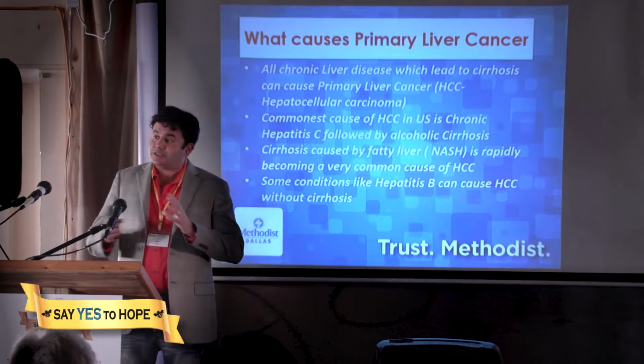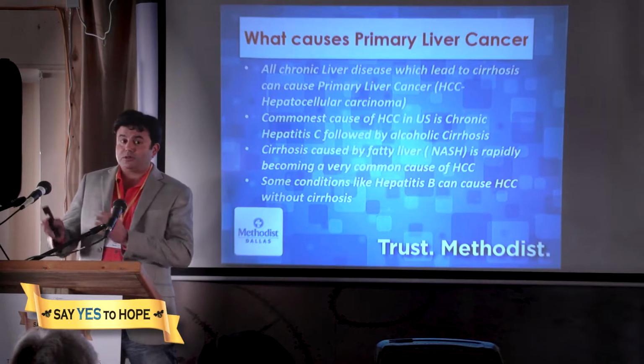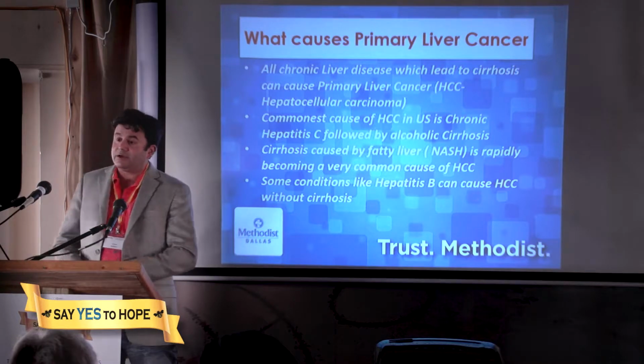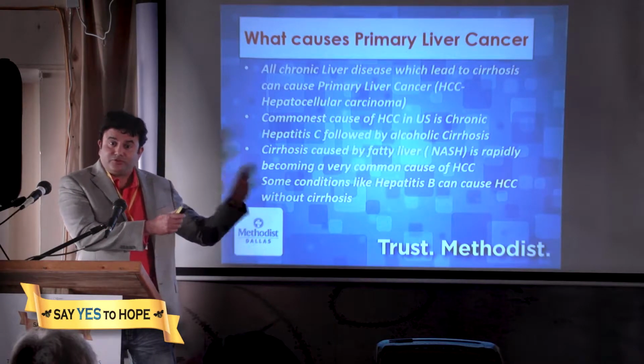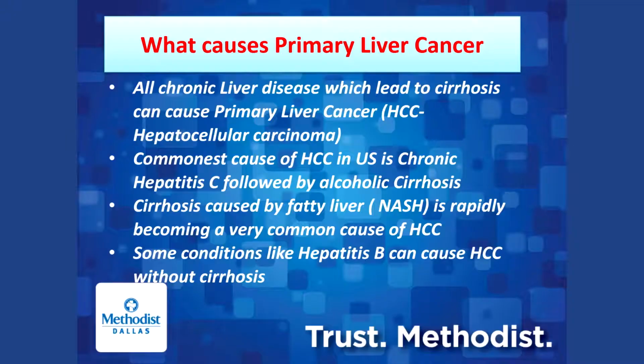So now I'm going to switch gears to what can cause primary liver cancer, and obviously cancers which go from other organs into the liver. All chronic liver diseases which cause cirrhosis can cause liver cancer. So the development of cirrhosis itself is a risk factor for developing primary liver cancer. In medical terms, it's also called hepatocellular carcinoma. And the most common cause of this currently in the United States is chronic hepatitis C and alcoholic cirrhosis.